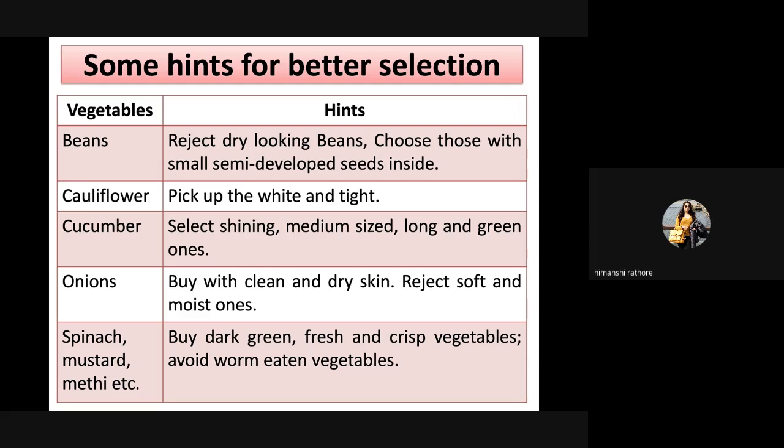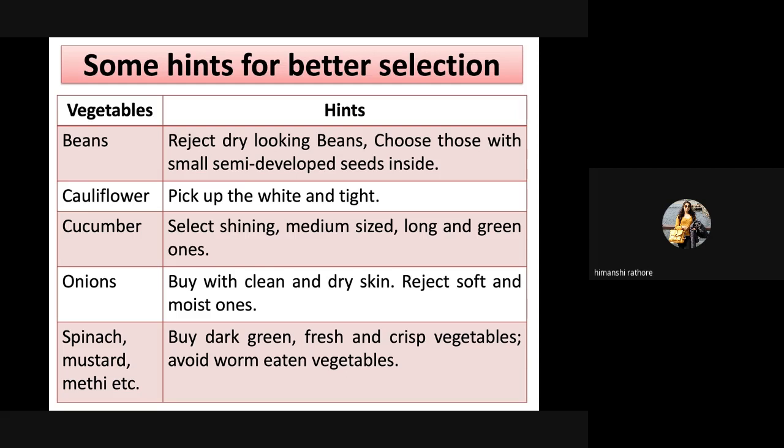Onions, if you're buying them, try to reject those which are soft, those which have caught moisture, because moist onions are not good, and they are not fresh in nature. They got moisture from something, maybe from the weather or from packaging. So if they are moist ones, then you should always avoid having those.